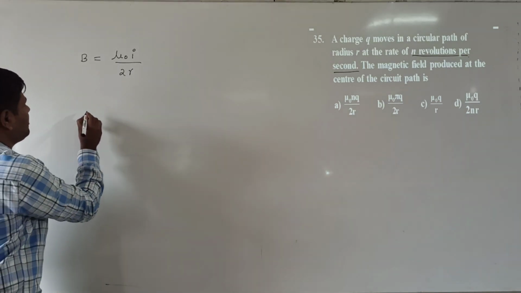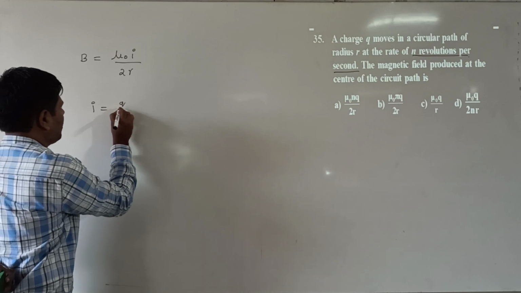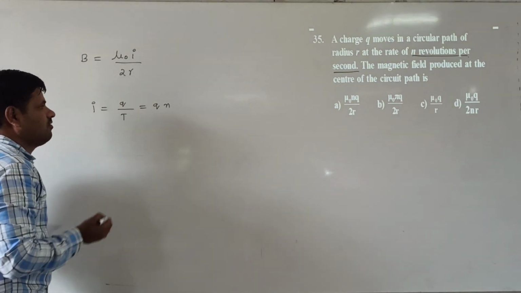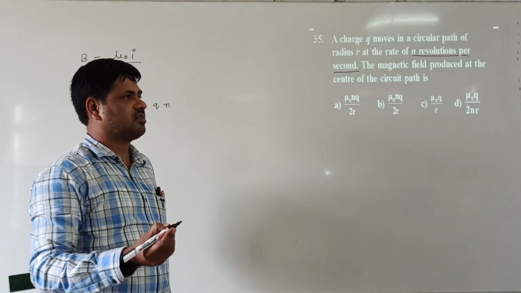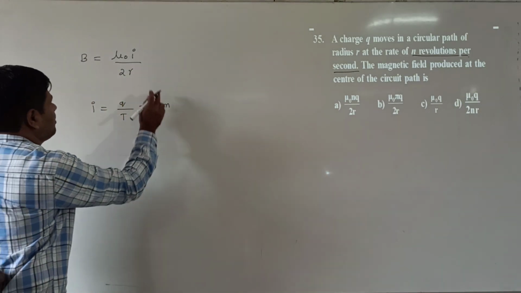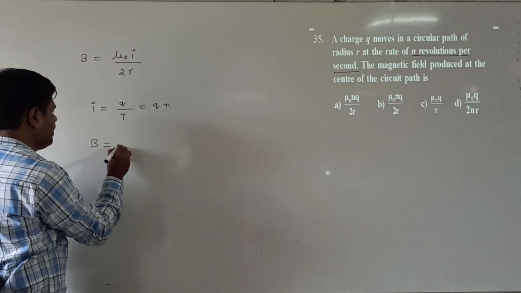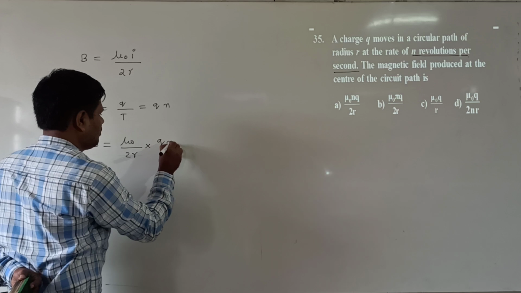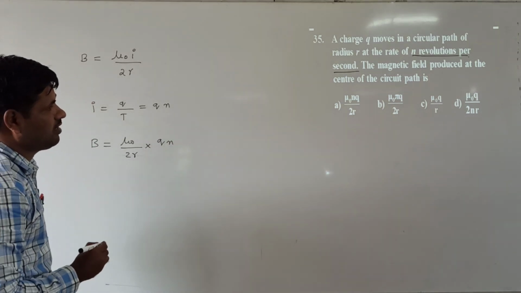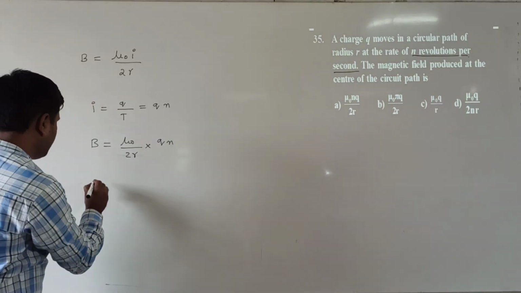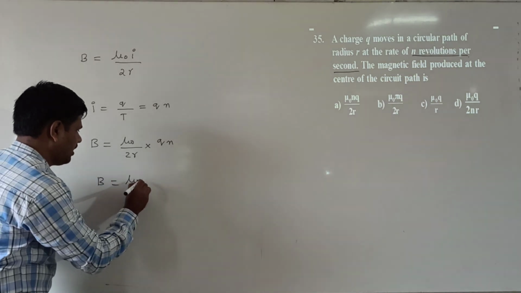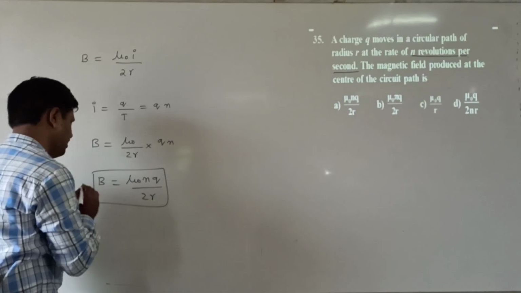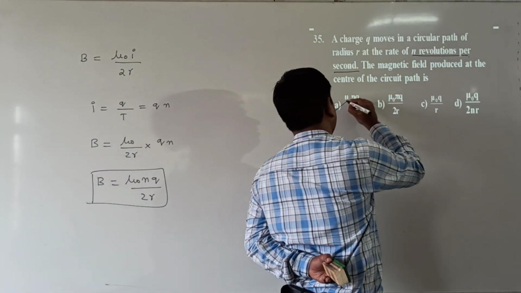Now frequency is given, which means first current I is equal to, we know the formula, Q by T, or this can be written as Q into n. n is the revolutions per second, or frequency. That value we substitute here. B is equal to mu naught by 2R into I, and I is equal to Q into n. So B is equal to mu naught n Q by 2R. Which option is correct here? A option is correct here.